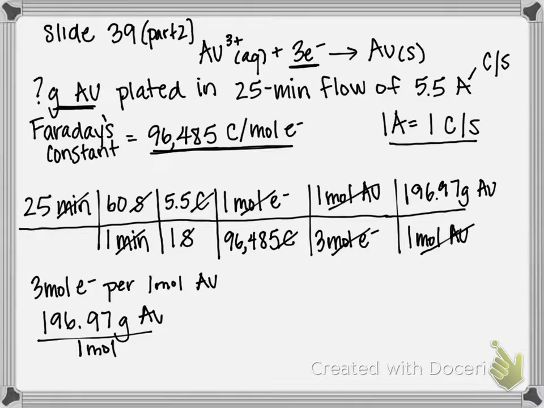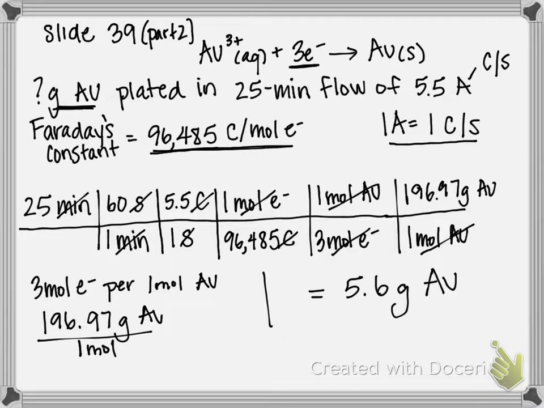So kind of a long unit conversion problem, but multiply 25 times 60 times 5.5 times 196.97 and divide that by the 96,485, and then divide by 3 moles of electrons for a final answer of 5.6 grams of gold, electroplated.